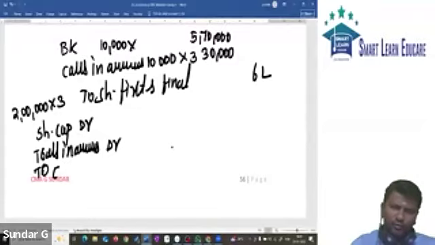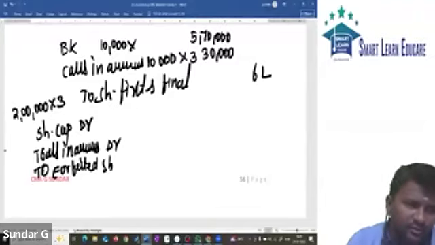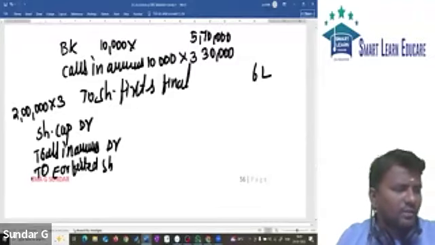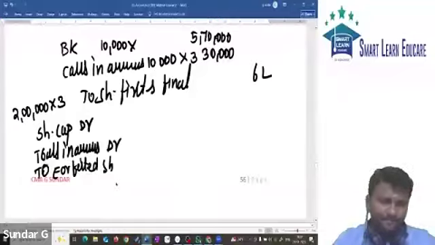Debit to unpaid calls or calls in arrear, to forfeited shares. Tell me how much is the number? How many shares are issued? How many shares are first forfeited? What is the amount, number of shares forfeited?